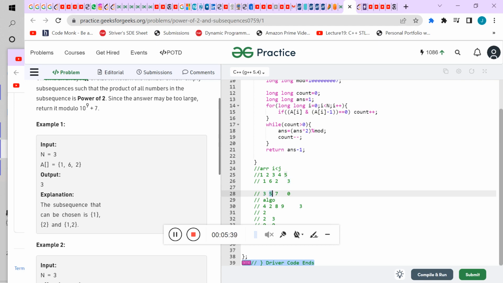Now I will move on to element 5. I will check if it follows the condition. It is not a power of 2, so I also neglect it because it does not contribute as a subsequence for that particular condition of the power of 2. Now I will move on to 7. I will check whether 7 satisfies the condition, that it is a power of 2. I find that it is not a power of 2, so I will just neglect it.